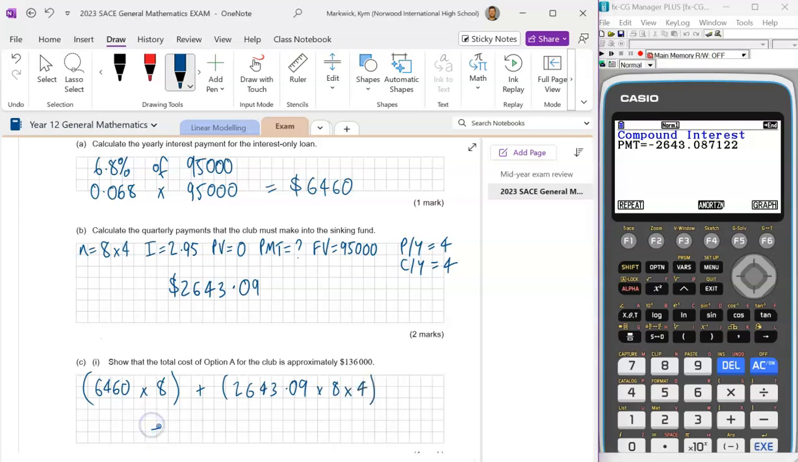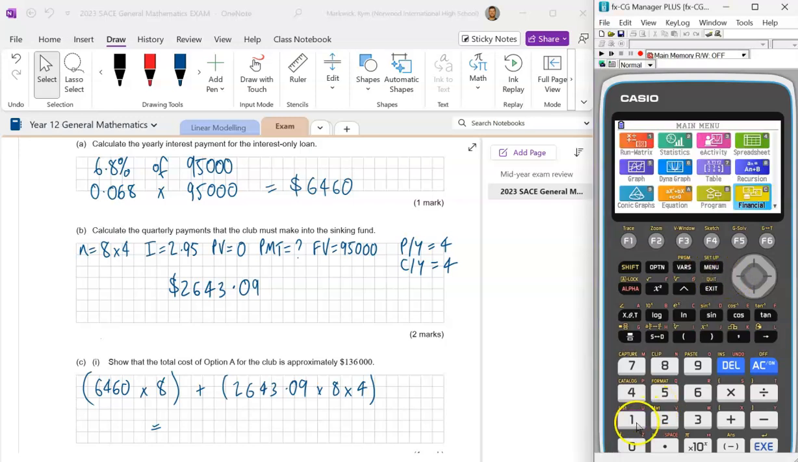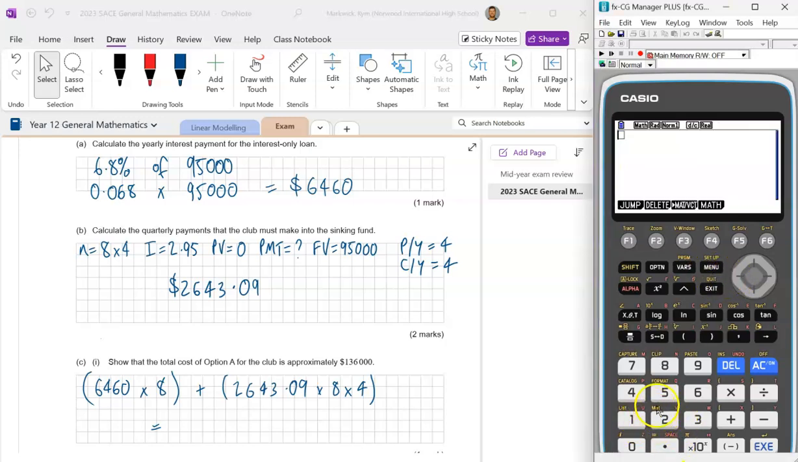So that will give us an answer that's pretty close to $136,000. Let's head back into the run function and pop that one in. So it works out to be 6,460 times 8.